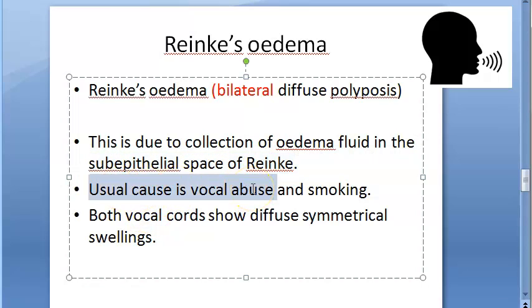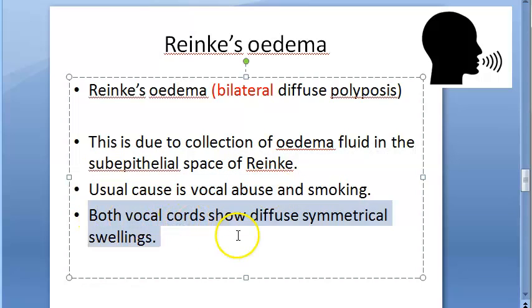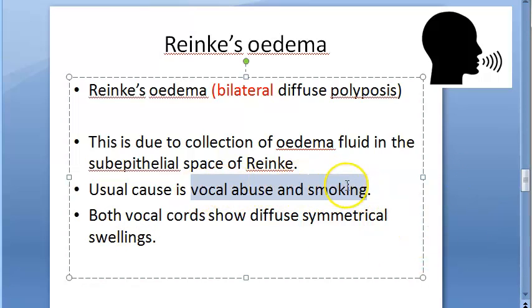Usually the voice, where will you see it? In smokers and people who abuse their voice also. Both vocal cords show diffuse symmetrical swellings. Diffuse is like spread out over a large area. Okay. So wherein all you will see in smokers and people who abuse their voice.